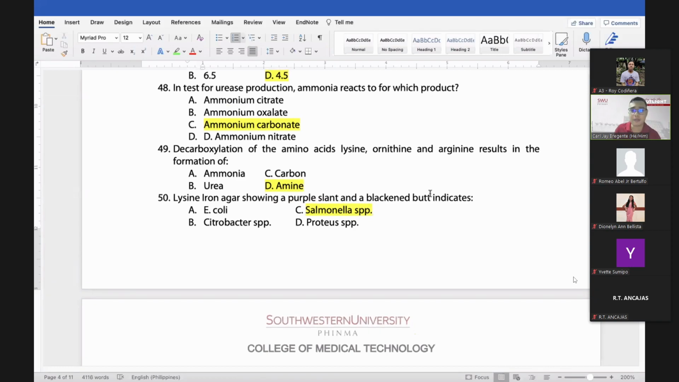Sir, wait, blackened butt means 2 organisms are possible, sir. Your Salmonella and your Proteus, right? So, Salmonella and Proteus, in order to differentiate the two, remember, your Proteus are deaminase positive. Meaning, if deaminase positive, as in our discussion last face-to-face, the slant should be red. Okay? So, it is positive for deaminase, it should be red. Since the question is a purple slant, the correct answer here is Salmonella species.